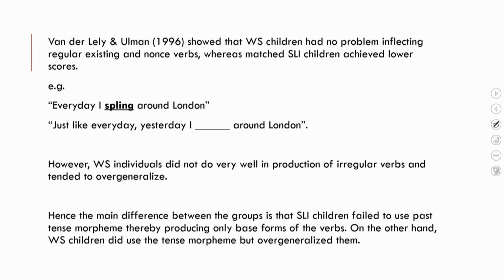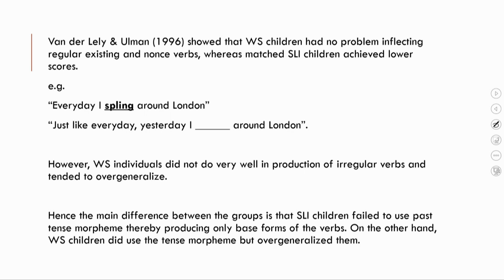Another study showed the WS children had no problem with inflecting regular existing nouns and verbs, whereas matched SLI children achieved lower scores. Every day I spling around London, it has no meaning, this is a nonsense word, non-word. So, just like everybody, yesterday I dash around London. So, basically here they could have used the ed marker. So, ed is the inflectional morpheme for past tense marking in English. This was the task. First they gave the root form, I spling around London, and then yesterday I splinged around London.